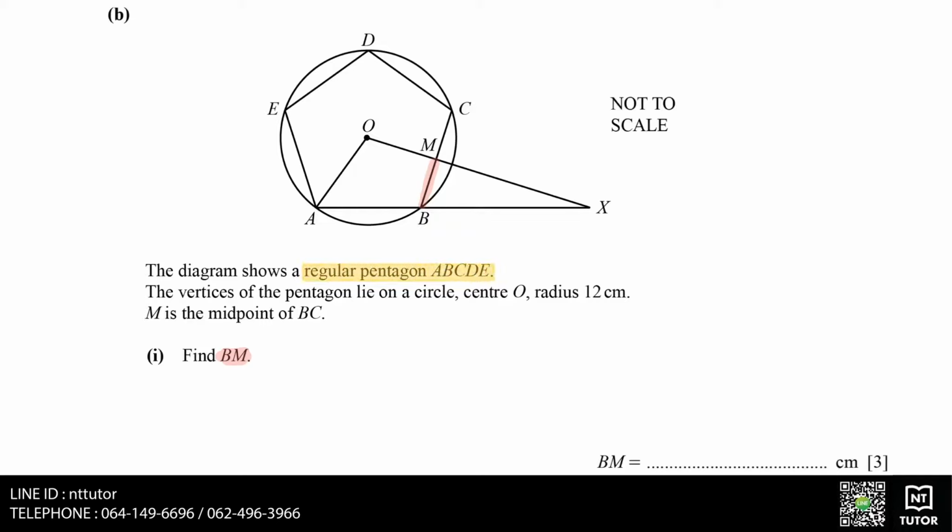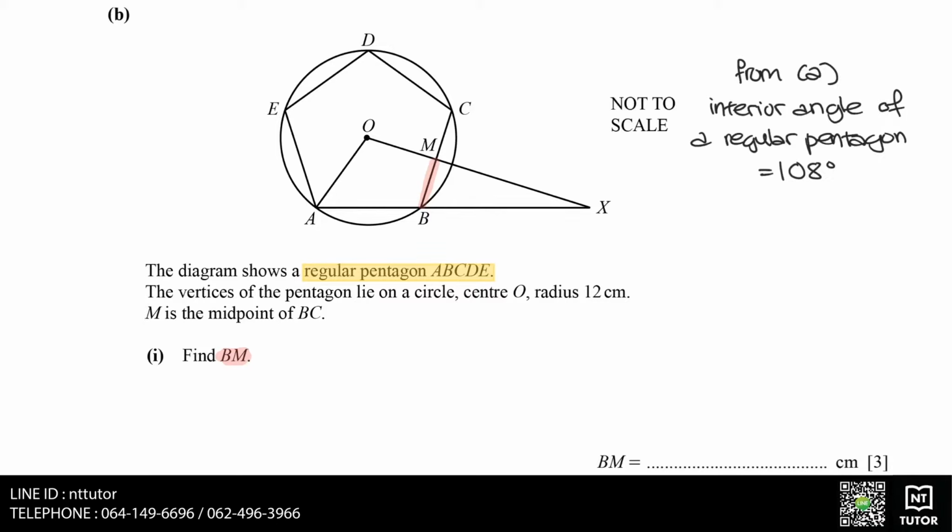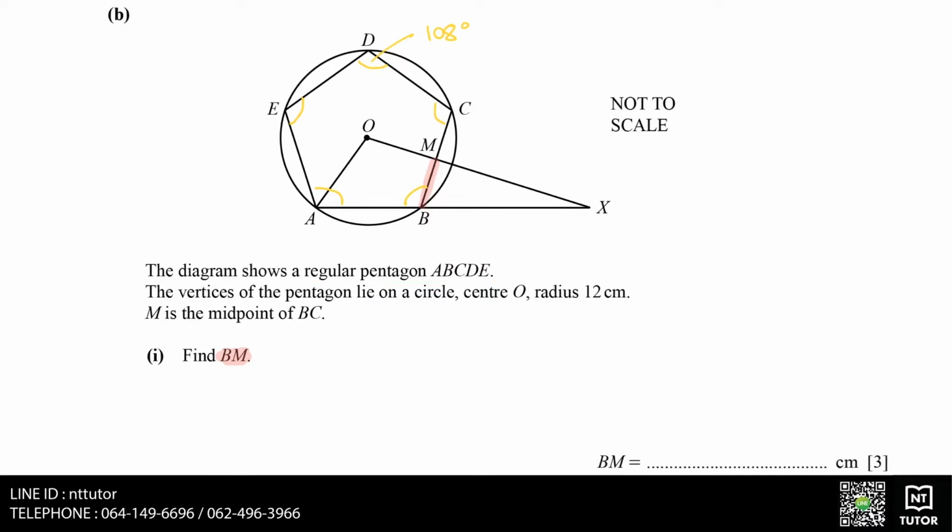From part A, we already proved that the interior angle of a regular pentagon is 108 degrees. This means that all these angles inside the pentagon are equal to 108 degrees. The question also mentions that it's a circle with center O and the radius is equal to 12. This means that the distance from O to any point on the circumference of the circle is equal to 12. This means that OB is equal to 12 and OA is also equal to 12.